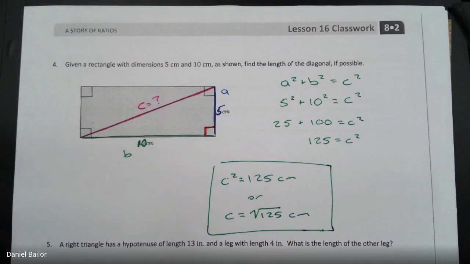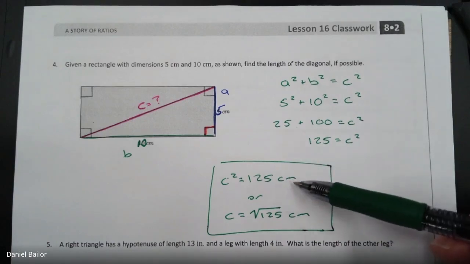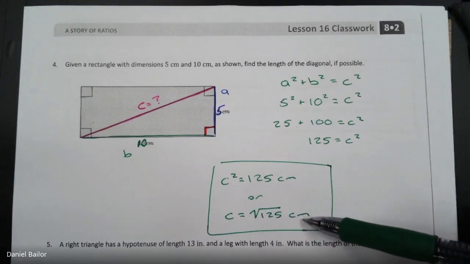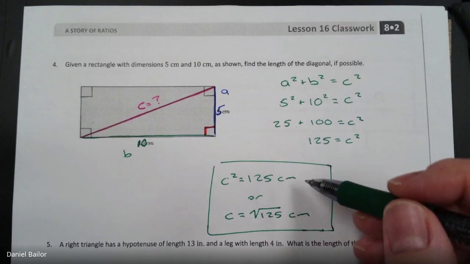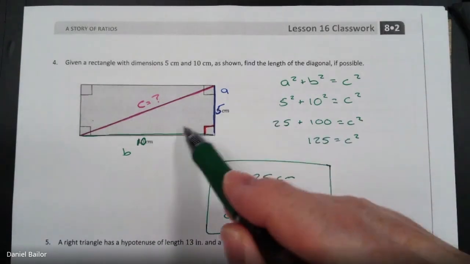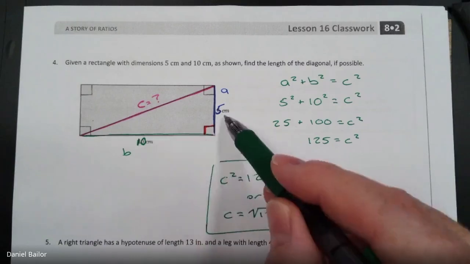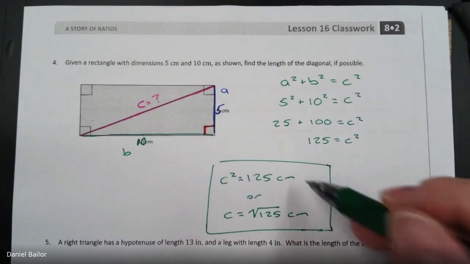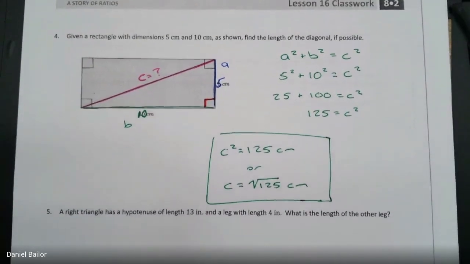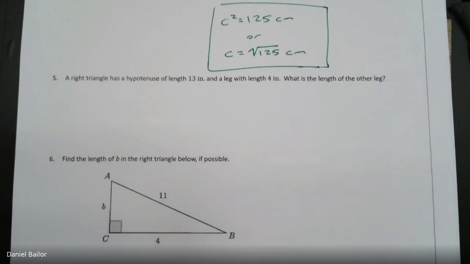You don't need to worry about square roots today. There is a button on the calculator that will tell it to you, but you don't need to do it today. Just if you found C squared is 125 centimeters and C is the square root of 125 centimeters, you're fine. The one important thing is that you labeled centimeters because that is the units we're talking about. Remember, every time they give you units, they want you to label the units. There we go. That's example 4. Let's move on to exercise 5.